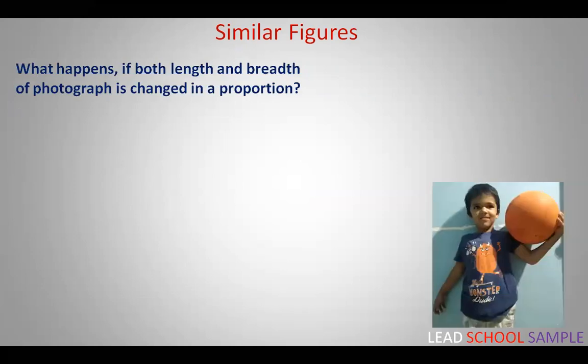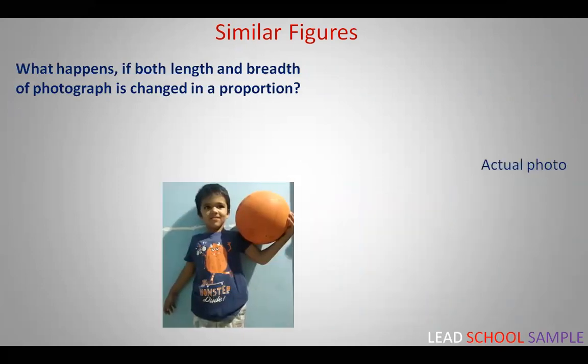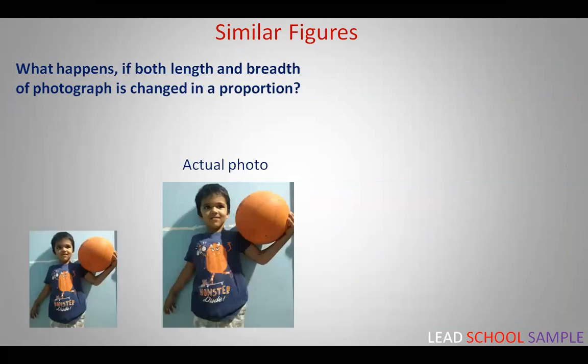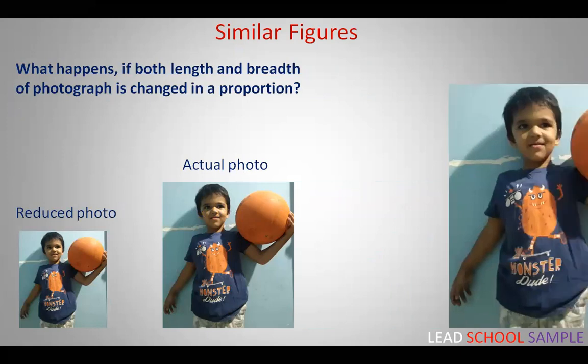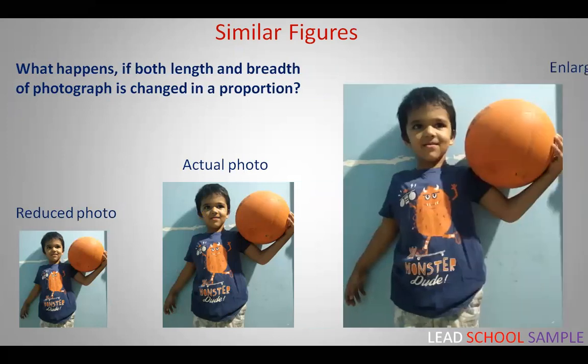What happens if both length and breadth of the photograph are changed in proportion? Here this is the actual photo. Both length and breadth are reduced. Here both length and breadth are increased in proportion. Here see, the boy looks the same even though the original photo is reduced or enlarged. By increasing or decreasing the corresponding sides in the same proportion, the pictures are not distorted. They are the same. We can say they are similar figures.